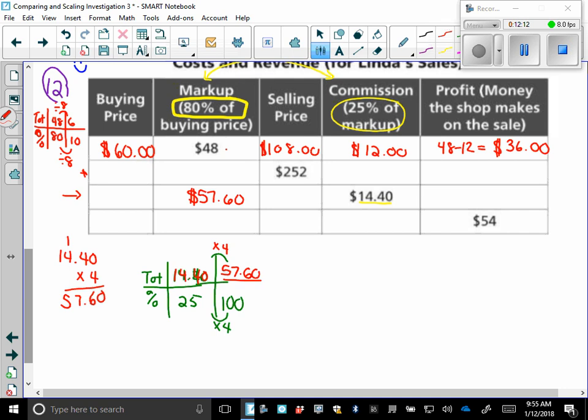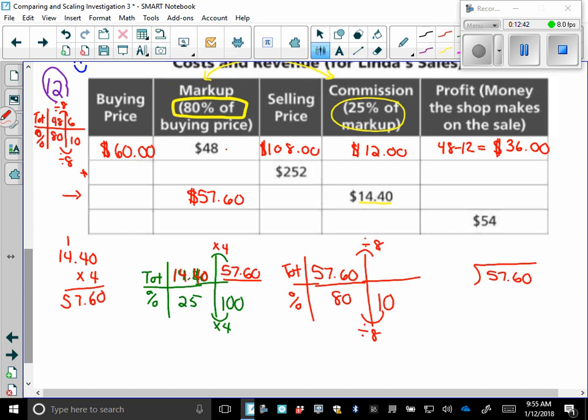So you could make a new table. You could say $57.60 is 80%. So this is your total now. That's your percent now. And we wanted 10%, so I could divide by 8. So this gives me 10%, and if I divide by 8, there is a little long division here, although some of you can probably do this with mental math.